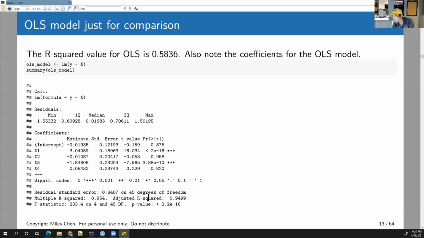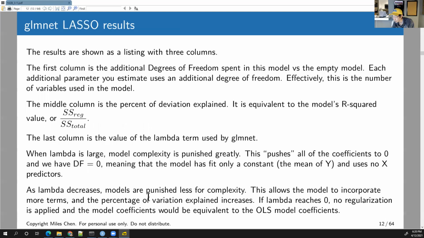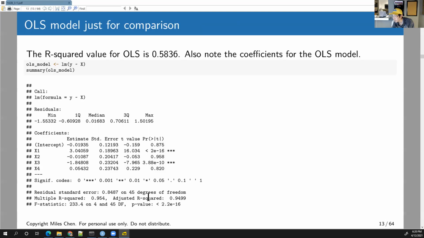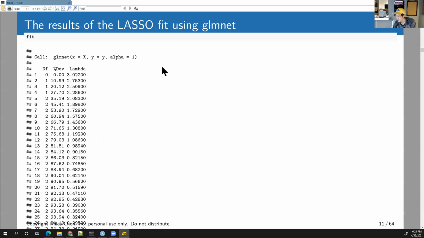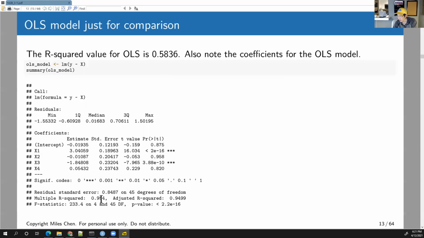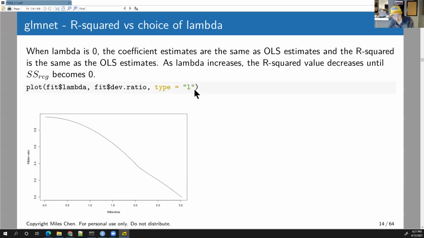Why does it say R squared is point... Wait, where do you see that? 0.5836, top of the slide. Oh, that's a typo. I don't know why. I messed that up. It should be 0.954. I apologize. Good catch there. That's a mistake. So we got 0.954 here. Sorry, I don't know where I drew that. Slide 13, note to self.